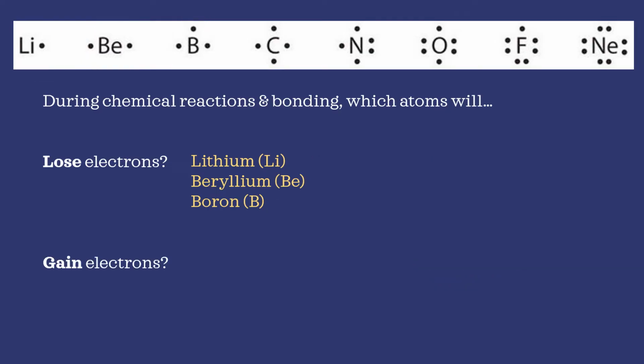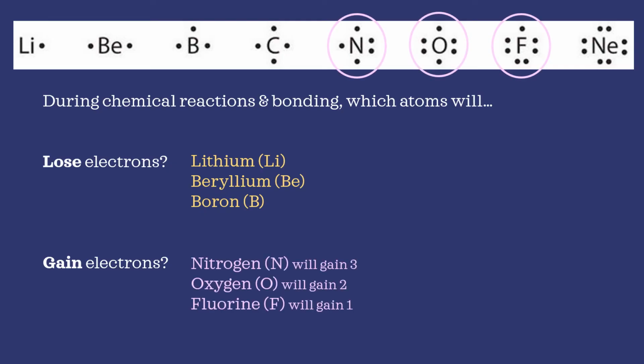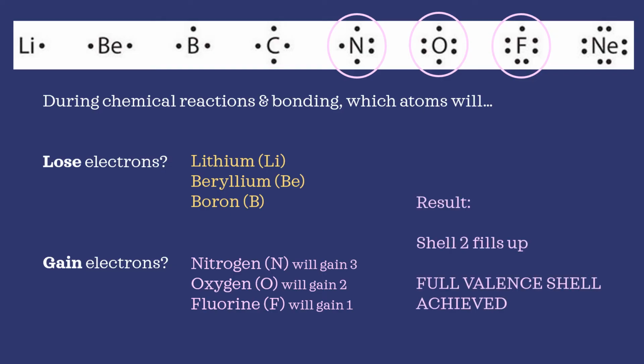Alternatively, you can also predict which of these atoms is likely to gain electrons during chemical reactions. The answer is nitrogen, oxygen, and fluorine, because they each need a low number of electrons to fill up shell 2 and therefore achieve the stability of a full valence shell.